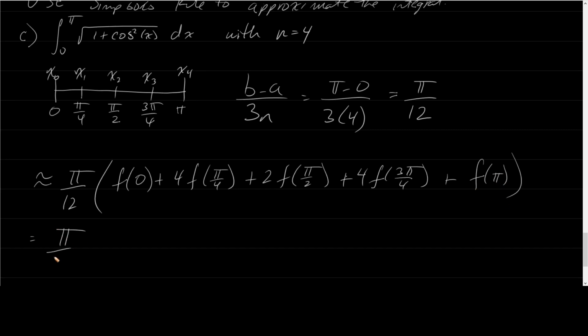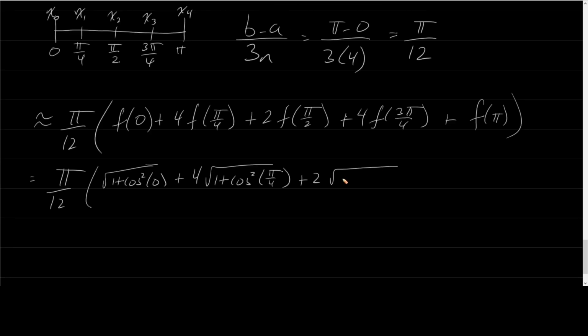So we get pi over 12 times f of 0. So I have the square root of 1 plus cosine squared of 0, plus 4 times the square root of 1 plus cosine squared of pi over 4, and so on and so forth, plus 2 times the square root of 1 plus cosine squared of pi over 2, plus 4 times the square root of 1 plus cosine squared of 3 pi over 4, and lastly plus the square root of 1 plus cosine squared of pi.